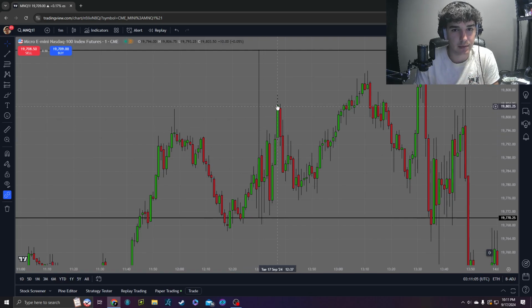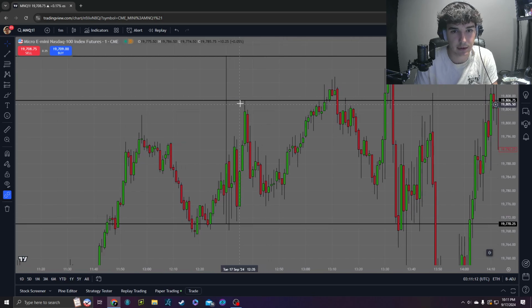So I would wait here, boom, boom, boom, comes up, comes down, creates this high. So now for my market structure shift, I'm looking for a candle to close above here. Okay, comes up, closes above it. Awesome. You're looking for longs now.